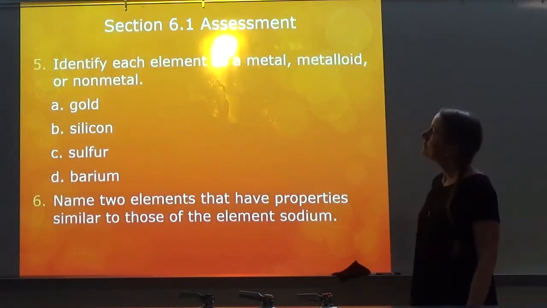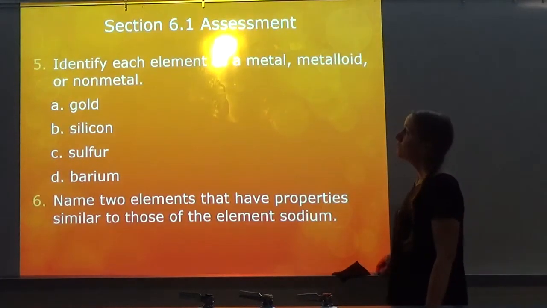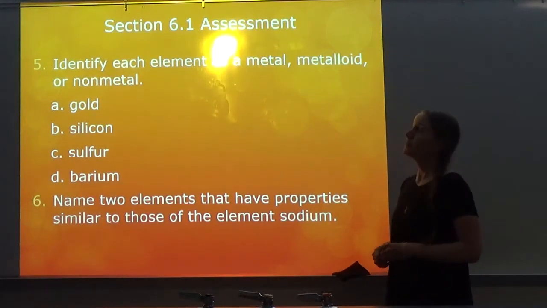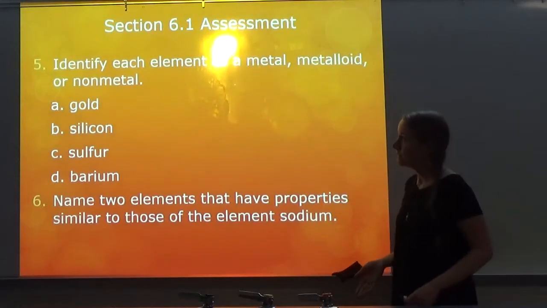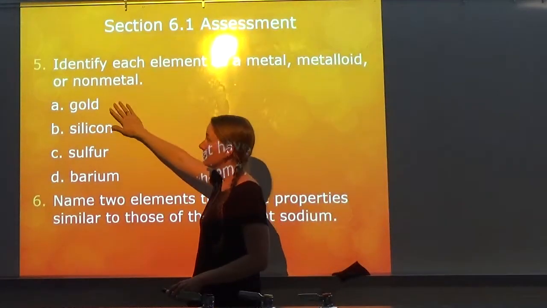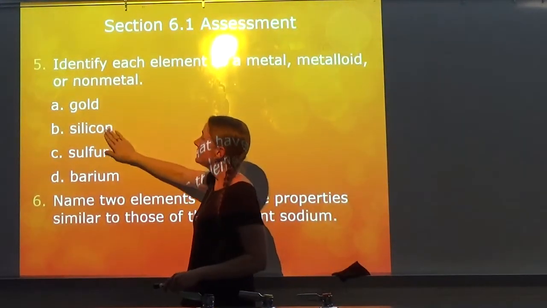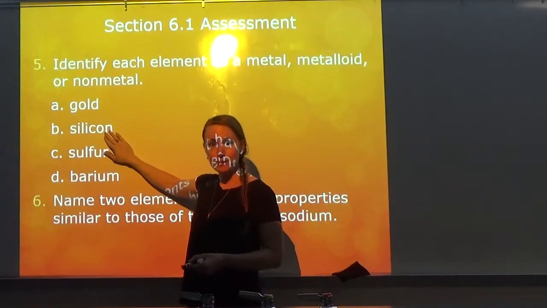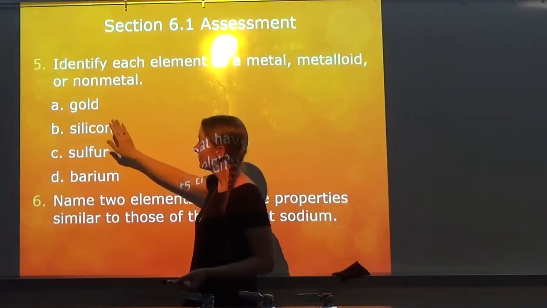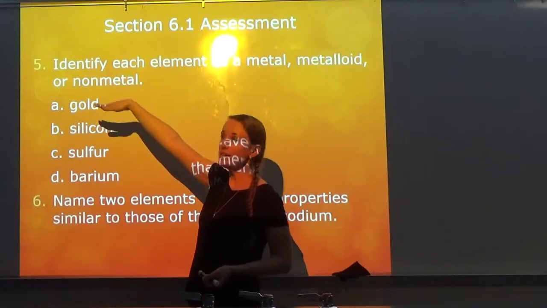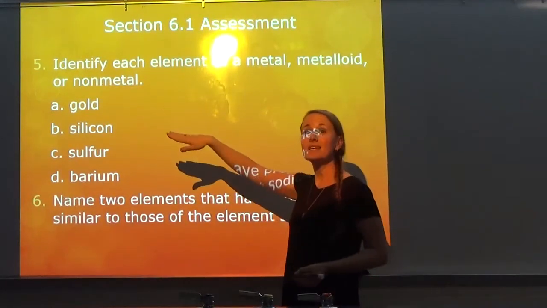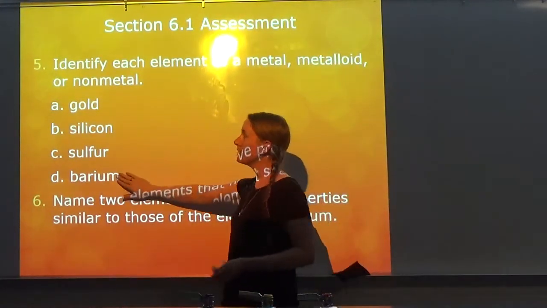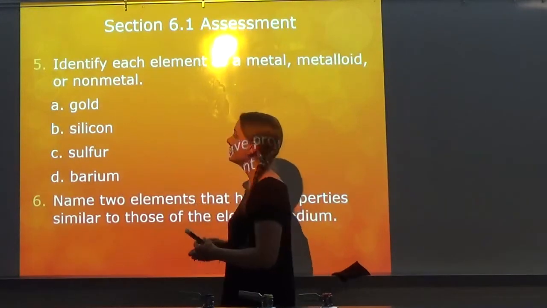So it says identify each element as a metal, metalloid, or non-metal. Really you just need to look at where they are on the periodic table. So gold is in the middle, it's a metal. Silicon touches the stair-step line, so it's a metalloid. Sulfur is on the right of the periodic table, so it is a non-metal. And barium is on the left of the periodic table, so it's a metal.